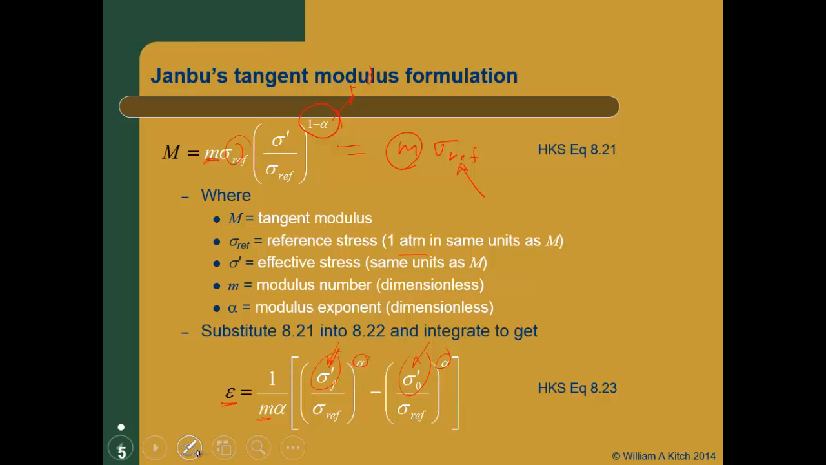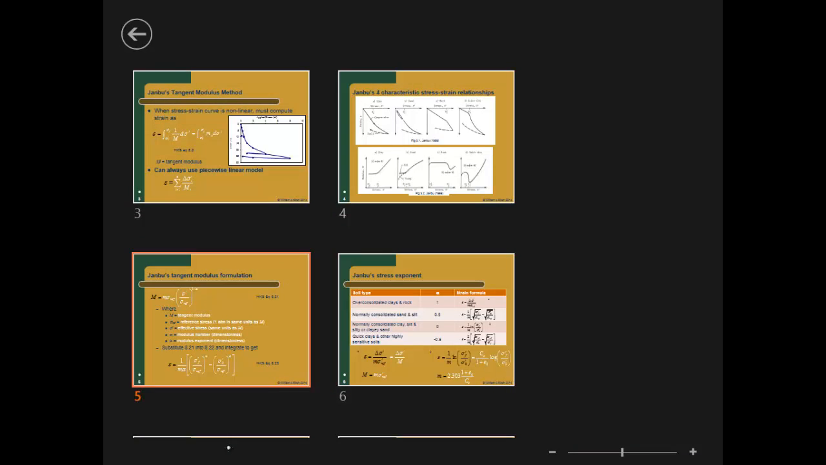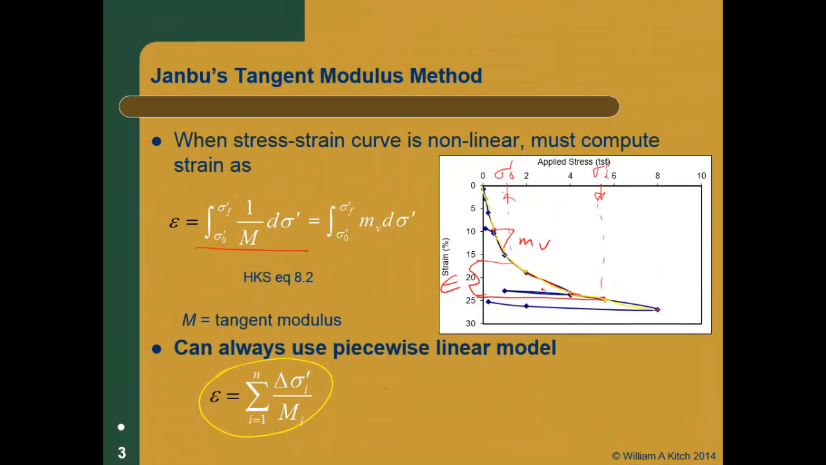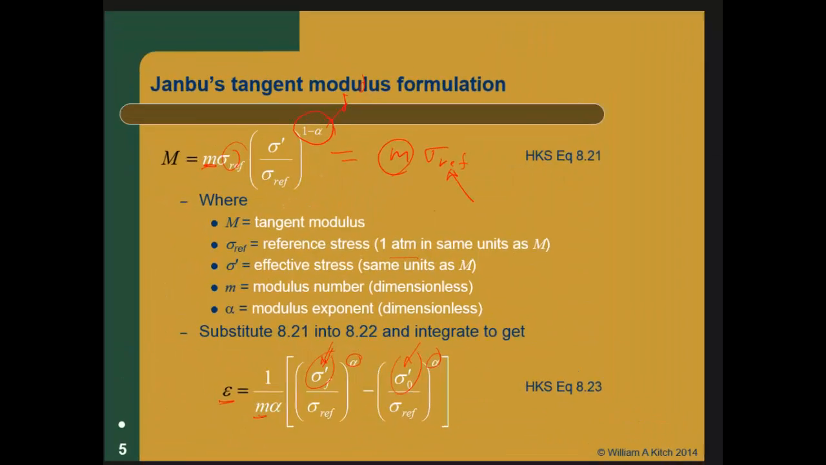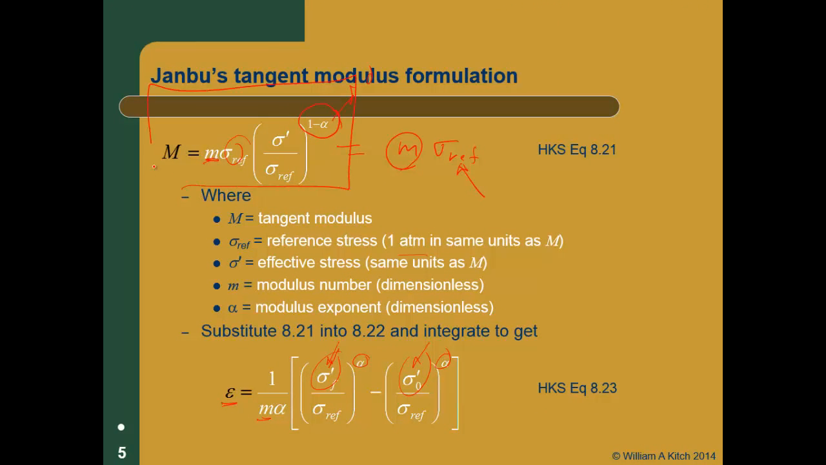So let's go back and look at that just real quick. We were saying the problem with this nonlinear stress strain curve is I've got to do this integral, and well, who knows what that can be? Well, if I assume that this curve always has this form, then this is the solution to that integral. It's a closed form. It's pretty simple, right? Because I can do that. That's just algebra.